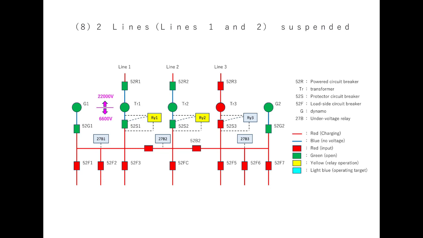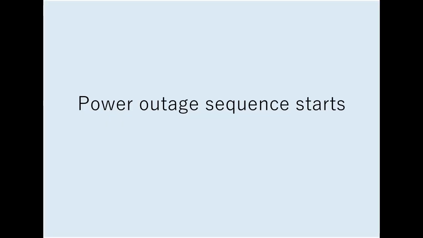At my site, there is a power outage determination selection switch that allows you to choose whether to start the power outage sequence on 2 or 3 lines. Normally, I think you select 2-line outage, so the power outage sequence will start after this. I will explain the power outage sequence.